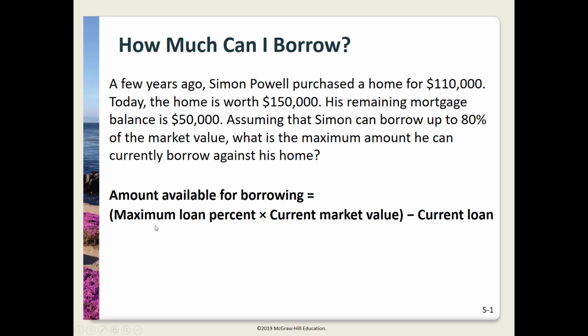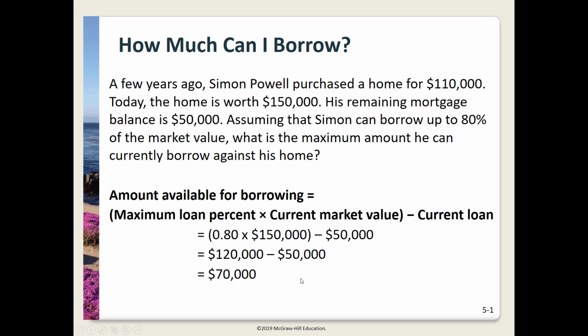We're going to take the maximum loan percent and multiply it by the current market value, and then take that value and subtract it by the current loan. So we're going to take the 80% or 0.8 in decimal format, multiply it by the 150K, and then we'll go ahead and simplify that. That'll give us 120,000. Then we'll go ahead and subtract the current loan. And when we subtract the two numbers, we get $70,000 available for borrowing.